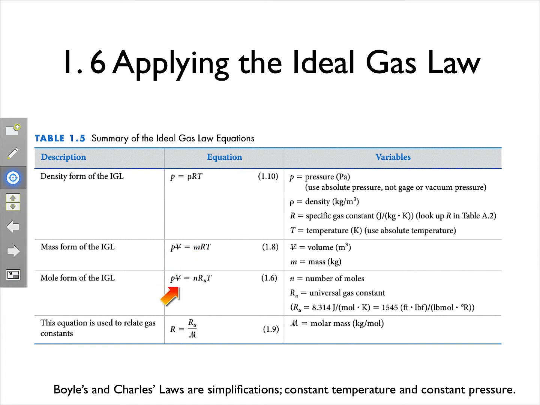And then this is the traditional ideal gas equation that has the number of moles and the universal gas constant in it. And this is also an equation that relates R to RU. And so typically in this course, we're going to use the top two. We're either going to be interested in density or mass or pressure or temperature or volume, but we typically will not use the mole form of the equation.